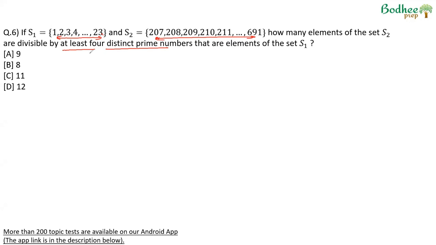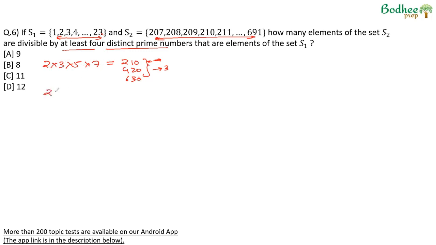So what I'm doing is I'm making cases here outrightly. I'll take the smallest possible 4 prime numbers, which are 2, 3, 5, and 7. This product becomes 210. This is in the range, so this is one number. From 210, we can multiply this by 2 to get 420. Multiply this by 3 to get 630. All these three numbers will be in the range, and they will be divisible by at least 4 distinct prime numbers, 2, 3, 5, 7.